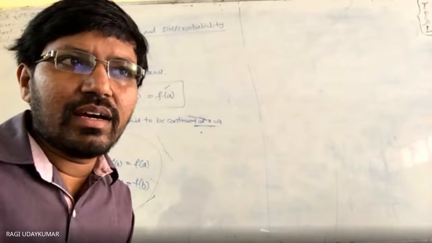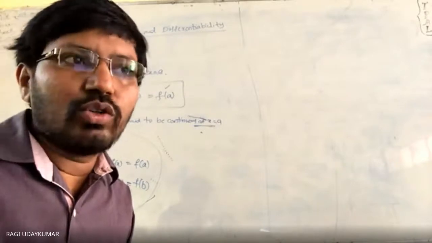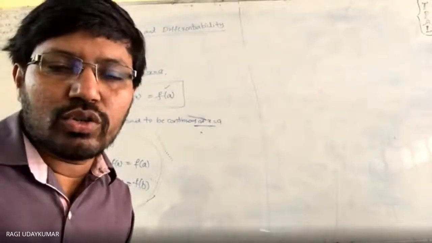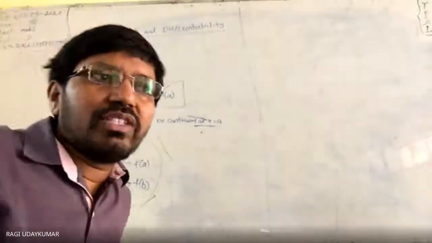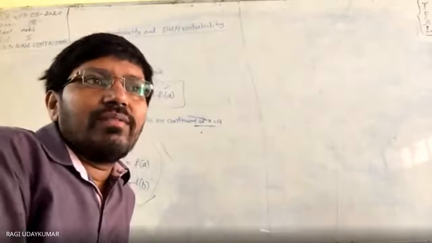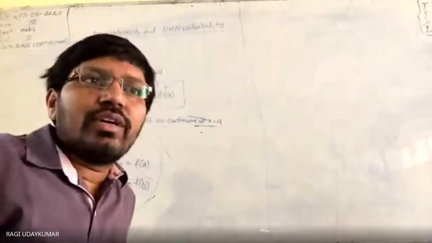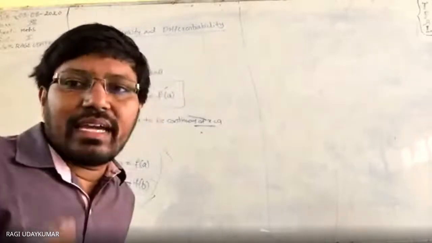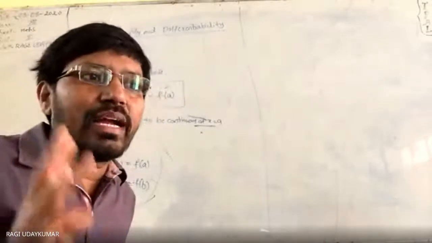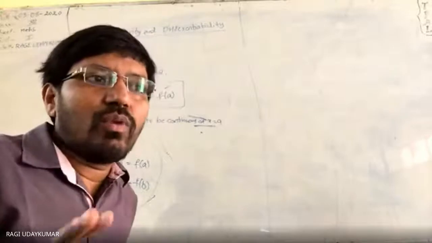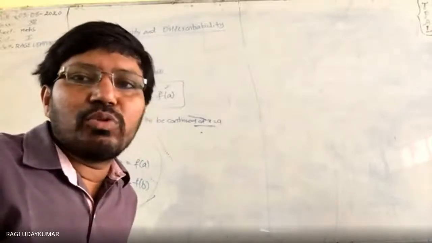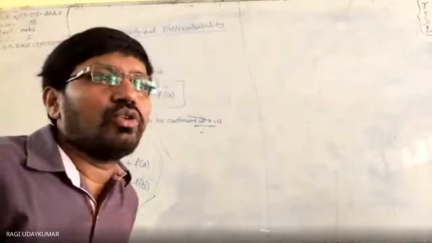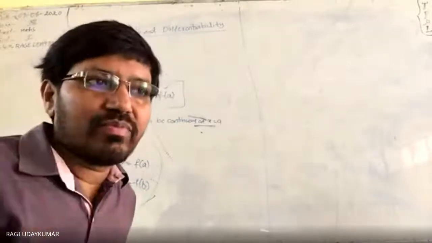So now see the exercise-wise questions. The first question is given to you, see the textbook. Prove that the function f of x equals 5x minus 3 is continuous at x equal to 0, x equal to minus 3, and x equal to 5. Prove that it is continuous at these 3 points. So what to do here? We have to prove that limit x tends to 0 of f of x is equal to f of 0, and similarly for f of 3.